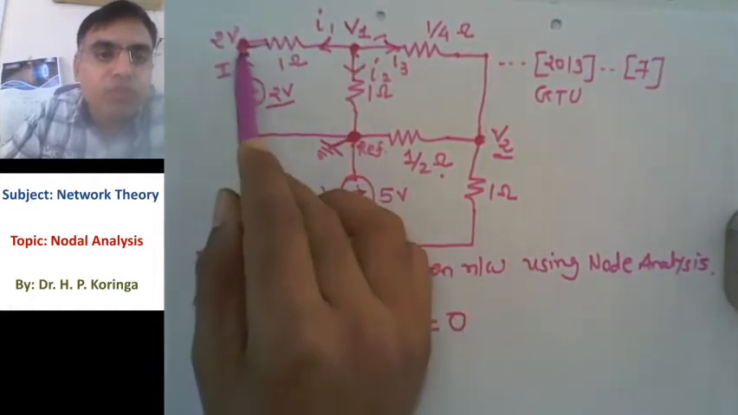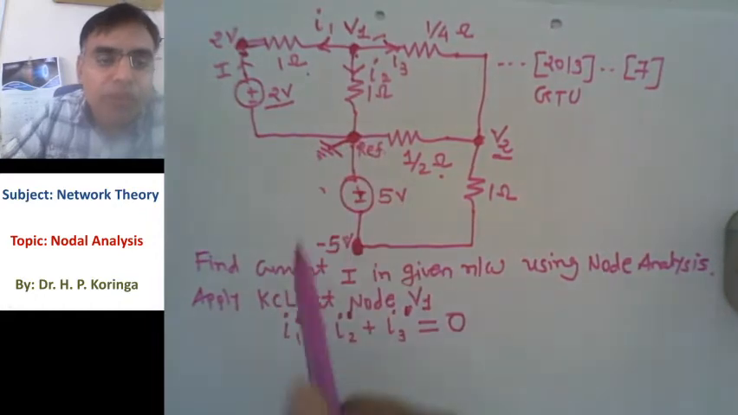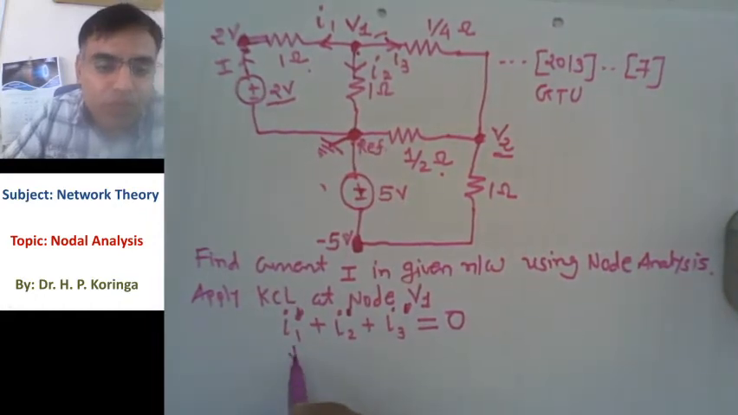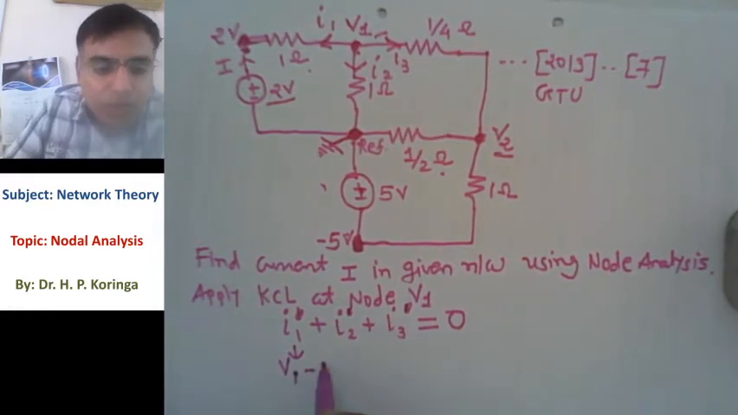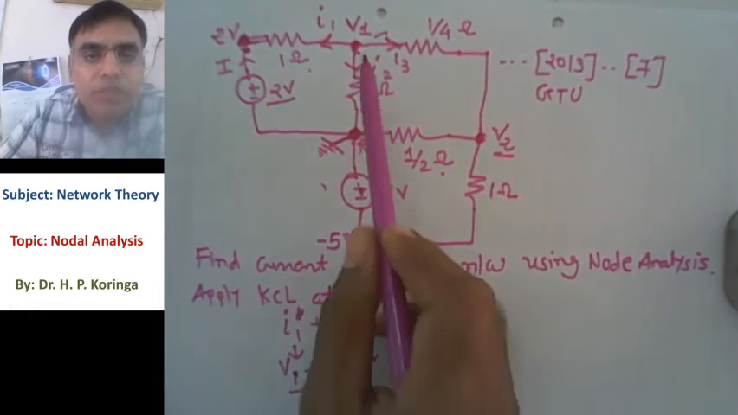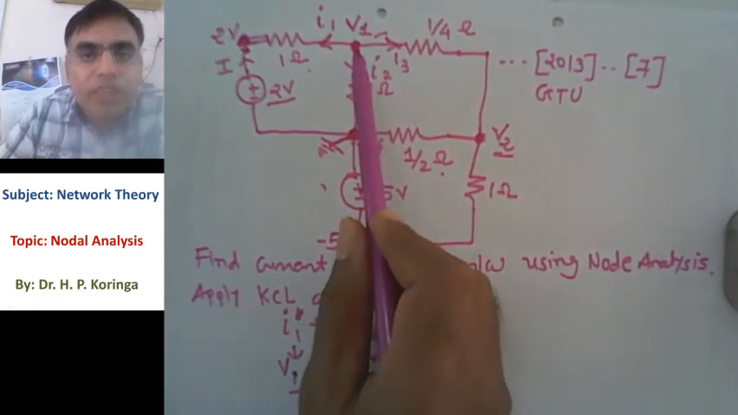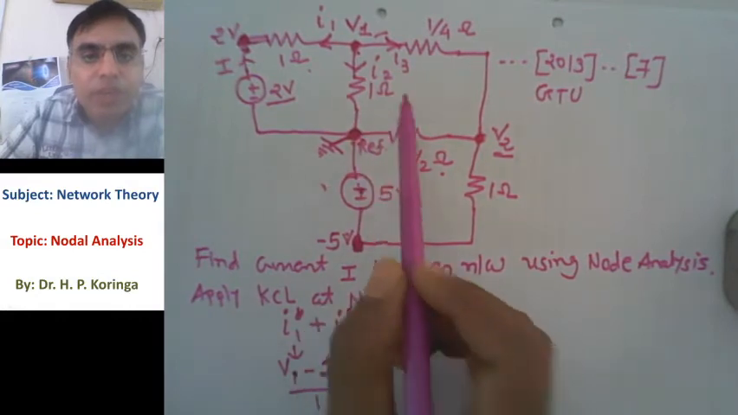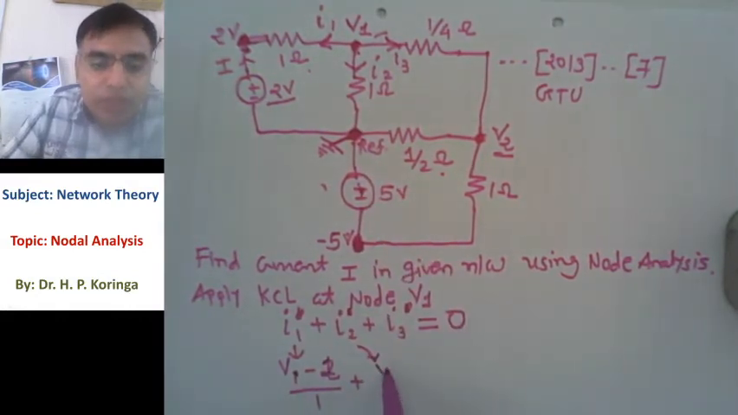So (V1 minus 2) divided by 1 is the value of I1. So I1 is equal to (V1 minus (minus 2 volt)) divided by 1. Right? Similarly, how to write I2? I2 is the current passing in this 1 ohm branch. So I2 can be written as (V1 minus 0) divided by 1 plus I3.